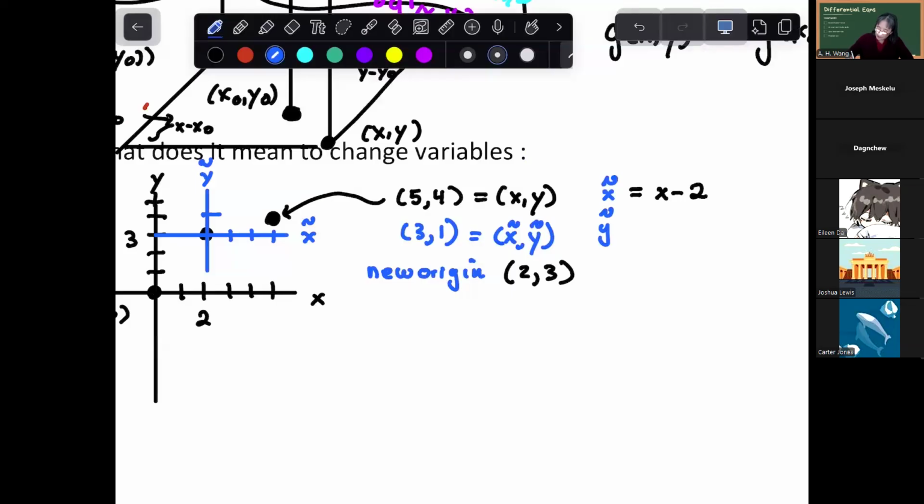How about y tilde? You want to write it in terms of the black. What would it be? Y plus 3. Y minus 3. Does everybody see that you would put in the 4 minus 3 and then you would get the 1? Okay, so to get the tilde, you go black x minus 2, and then black y minus 3. So you're subtracting the new origin. Does everybody see this? So this is the change of variable formula.